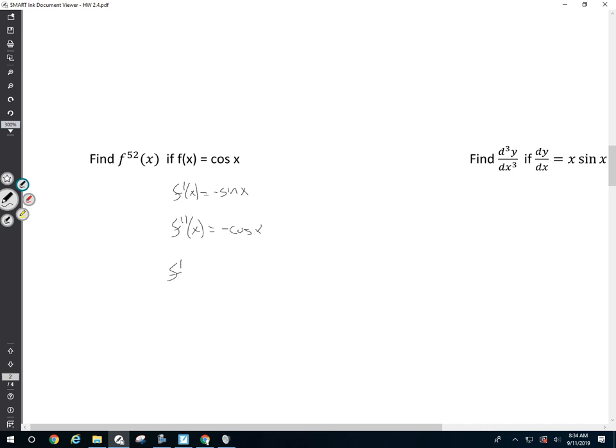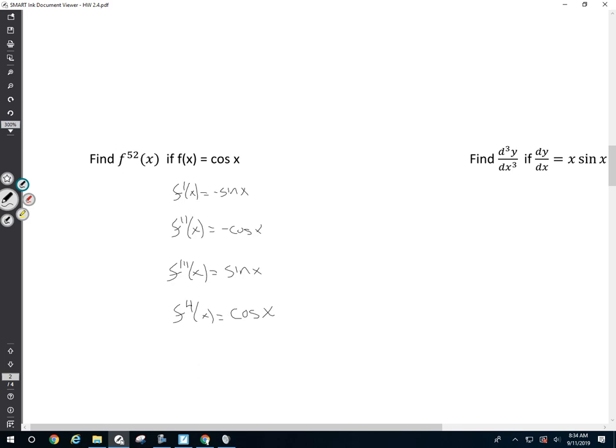Third derivative is positive sine. Derivative of negative cosine would be positive sine. And then the fourth derivative, we are back to where we started, cosine. So every fourth derivative, we get back to cosine. So if I get to the eighth derivative, back to cosine, 12. So let's look at 52.